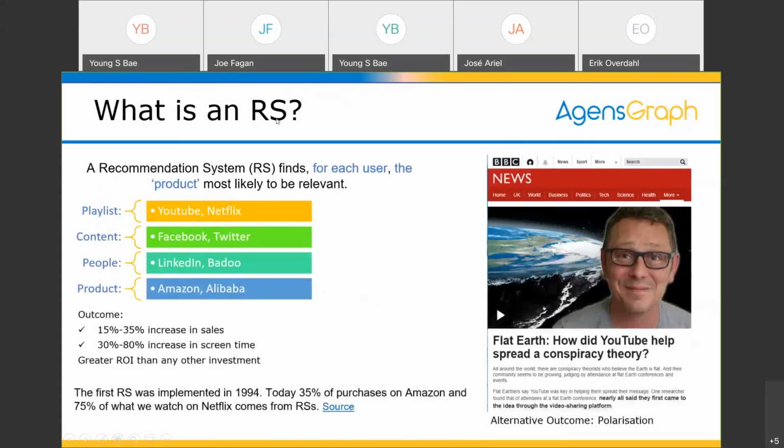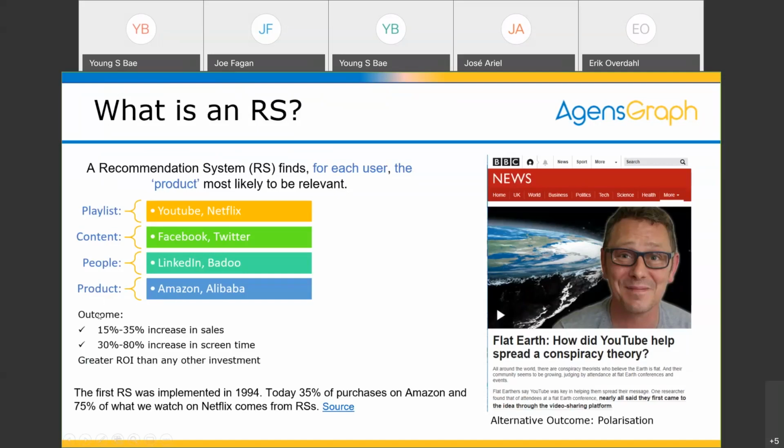So what is an RS? My attempt at a definition is a recommendation system finds for each user the product most likely to be relevant. And recommendation systems are used everywhere. The product or service could be a playlist from YouTube or Netflix. It could be content from Facebook or Twitter. It can be people from LinkedIn or Badoo, which was new to me. It's the largest dating agency in the world, Badoo. It's 500 million subscribers. And then, of course, there's products from every website you ever visit.